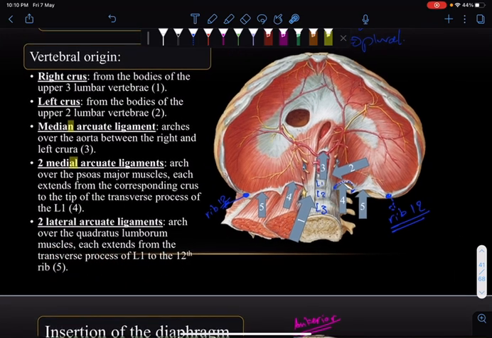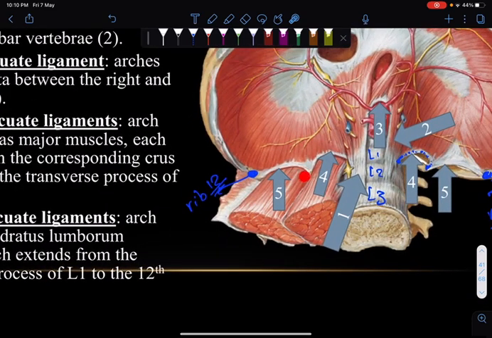Okay, I hope it's clear. Let's repeat it here. The lateral one started extending from the transverse process of lumbar 1 and goes towards rib number 12.